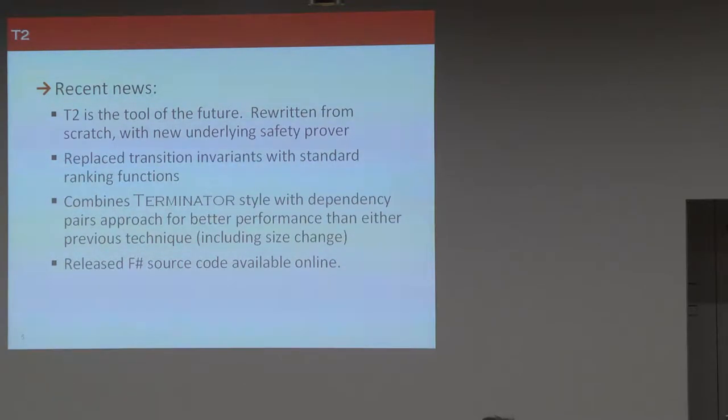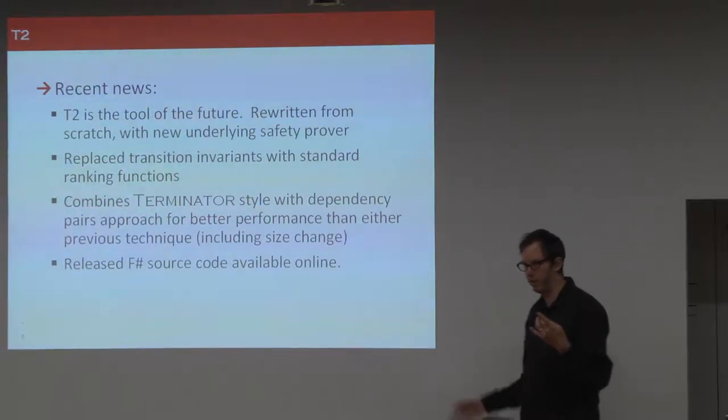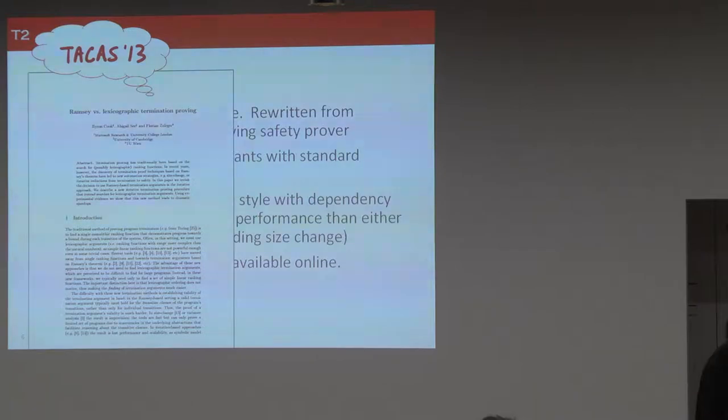Let me tell you what we've already done about T2. A couple of interesting things about it. It replaces the transition invariants, which is what we were using before, with more standard termination arguments, and it also combines techniques from what's called the dependency pairs approach. Both of these techniques make things much faster. And one thing that people were asking me for a long time is, can I give them the source code to Terminator? And I'm giving you the source code to T2, if you'd like it. It's available online. There's a couple of papers that have come out this year which are of interest.